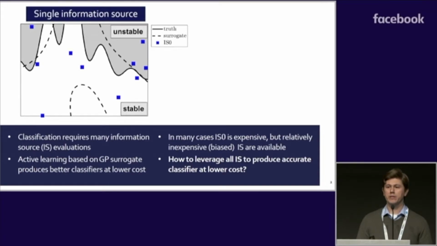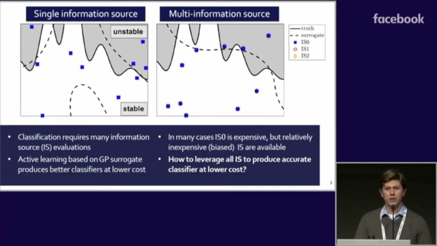The challenge here is that normally obtaining an estimate of this contour requires many function evaluations. And doing these evaluations in some problems is very expensive. However, in many cases, we also have access to other sources of information that provide relatively cheap information about the system in the form of some biased estimate of the expensive function. So the question that we wanted to answer here is how can we leverage all of these information sources to produce an accurate classifier at relatively low cost?